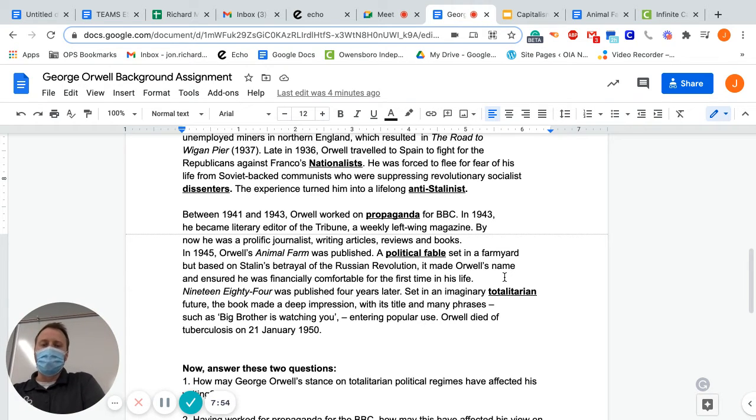1984 was published 4 years later. Set in an imaginary totalitarian future, the book made a deep impression with its title and many phrases such as "Big Brother is watching you," entering popular use. Orwell died of tuberculosis on the 21st of January 1950.